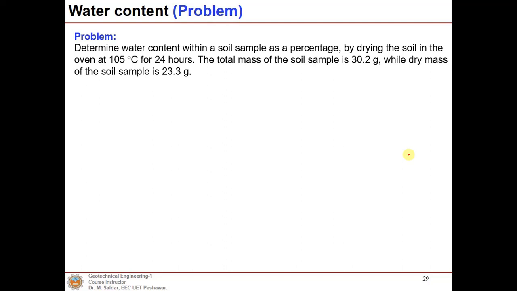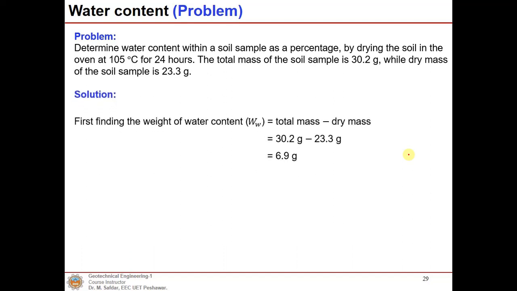Now we will solve a short problem. We need to determine the water content within a soil sample as a percentage by drying the soil in the oven at 105 degrees Celsius for 24 hours. The total mass of the soil sample is 30.2 grams, while dry mass of the soil sample is 23.3 grams. So first we will find out the weight of the water. Total mass is this much, while the dry mass of the soil is this much. So this is the weight of water.